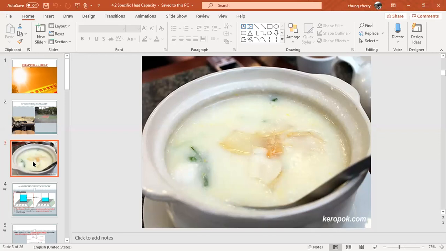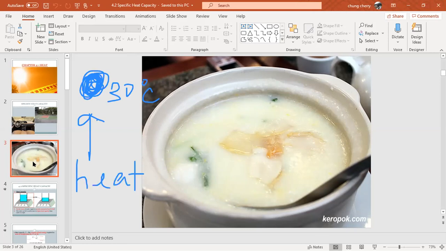Specific heat capacity. So you see here, for specific heat capacity, this is an object. The blue one is an object. The object initially is 30 degrees Celsius. When we provide it heat, this object will absorb the heat. When it absorbs the heat, what happens to the temperature? Will it increase or decrease?